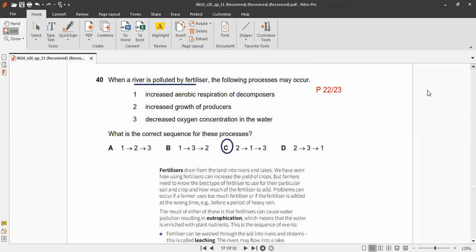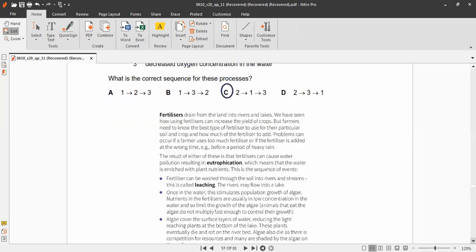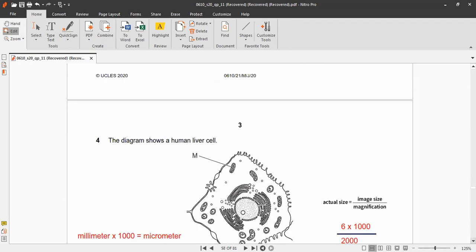So the correct answer is 2, 1, 3: increased growth of producers, increased aerobic respiration of decomposers, and decreased oxygen concentration in the water. Paper 2, variant 2.